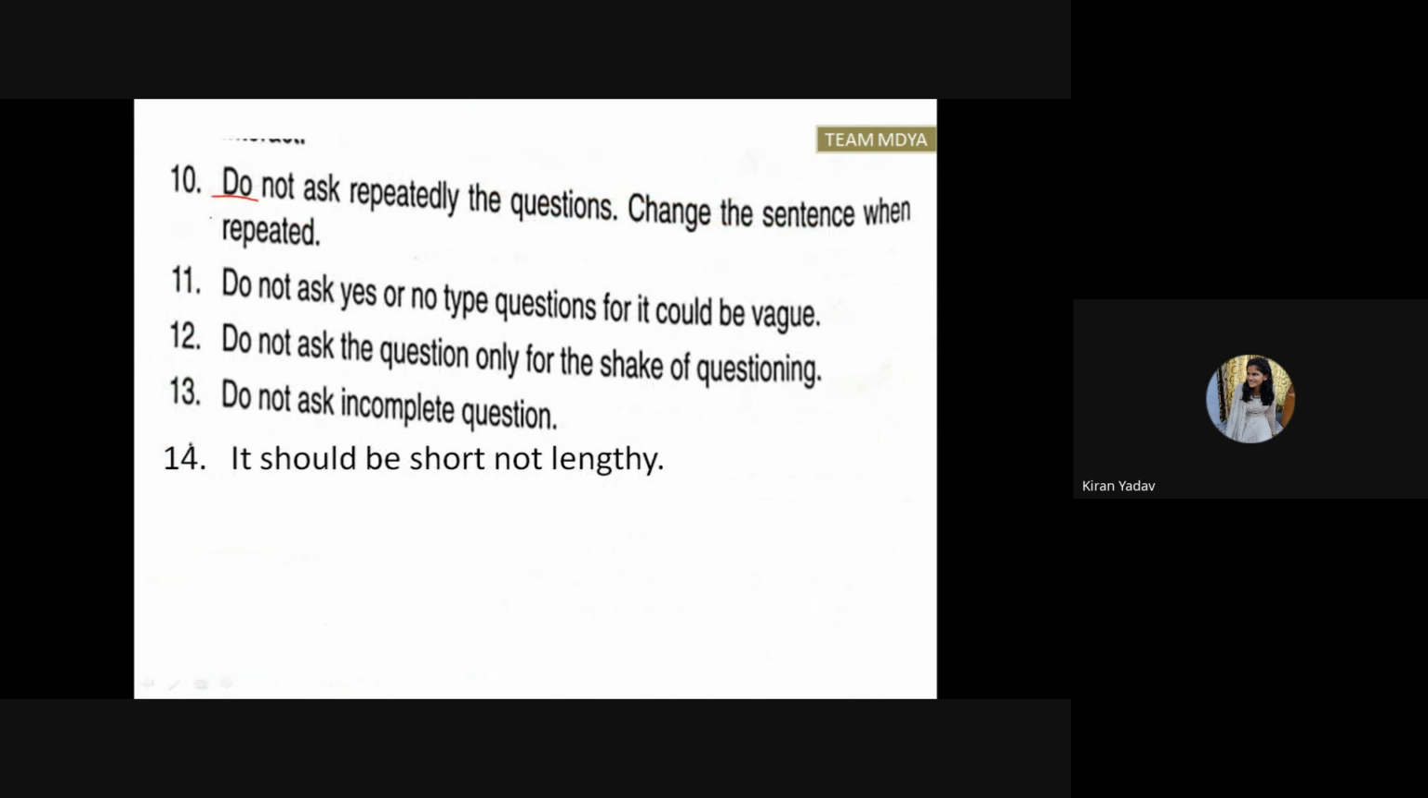If you are asking the same question, then you need to change the wordings and language of that question. Do not ask yes or no type of questions. It could be wasteful. These questions do not promote learning in any way, and do not promote deeper thinking or critical thinking among the students.